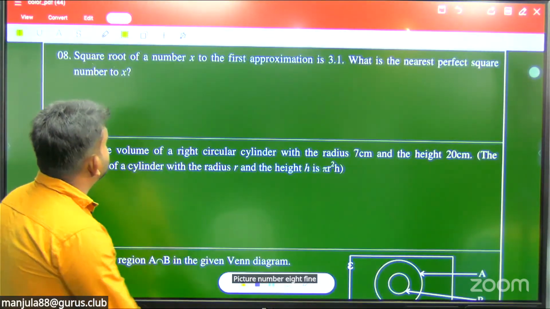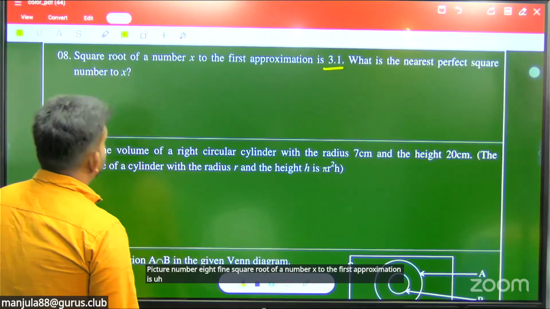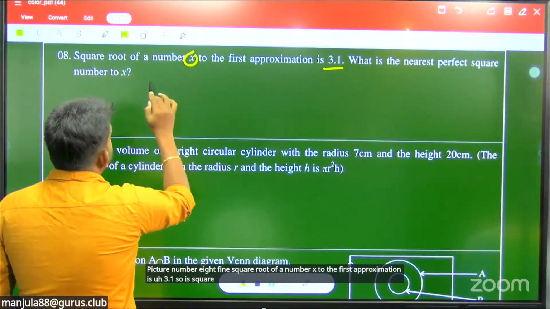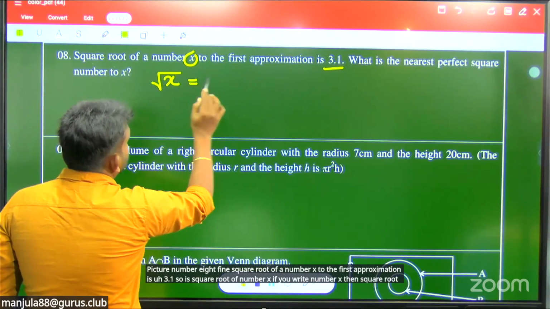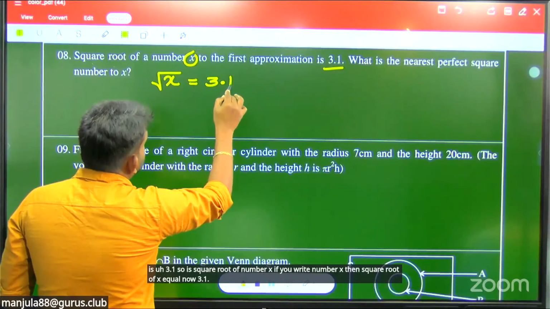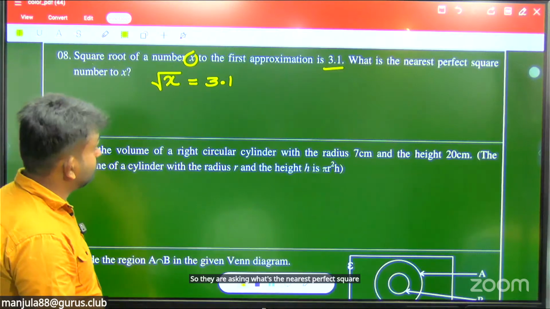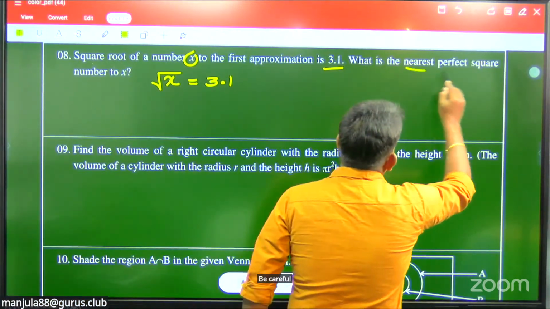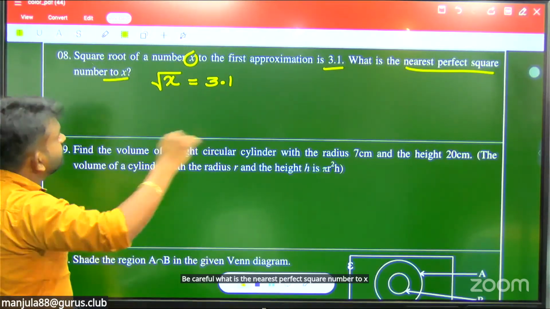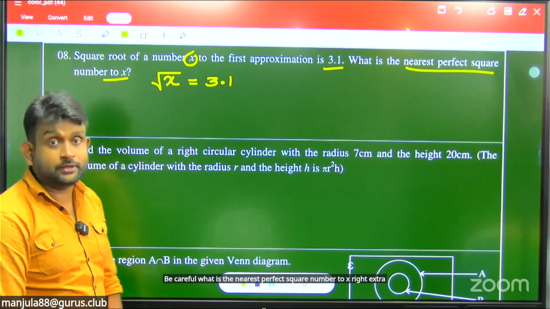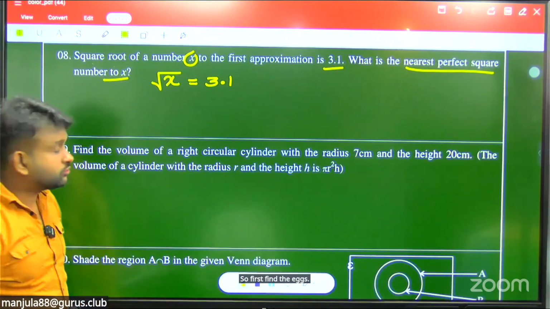The square root of a number x, to the first approximation, is 3.1. So if you write the number x, then the square root of x equals 3.1. They are asking what is the nearest perfect square number to x. Be careful, what is the nearest perfect square number to x? So first find x. What would be the x value? So how to find x?